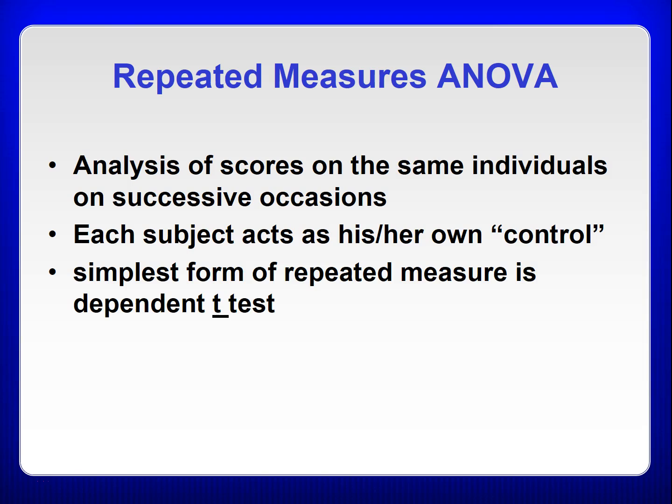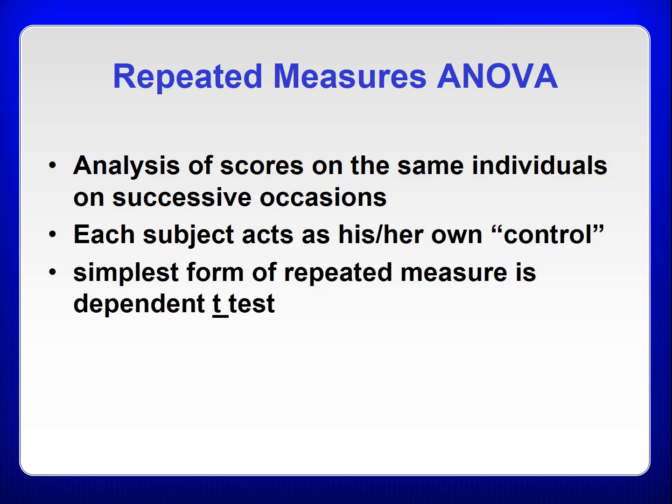Advantages of repeated measures ANOVA include: 1. They provide the experimenter the opportunity to control for individual differences among subjects. 2. They are more economical in that fewer subjects are required. 3. They allow study of a phenomenon across time.